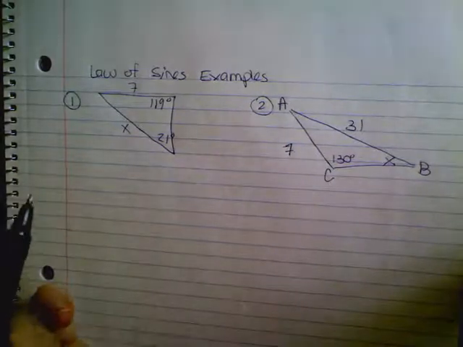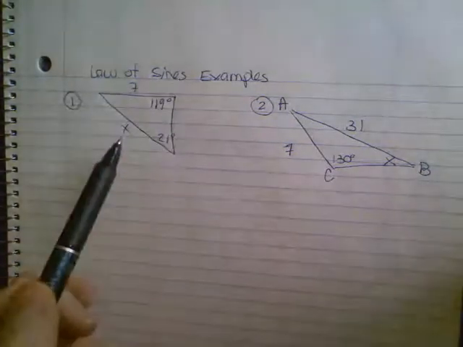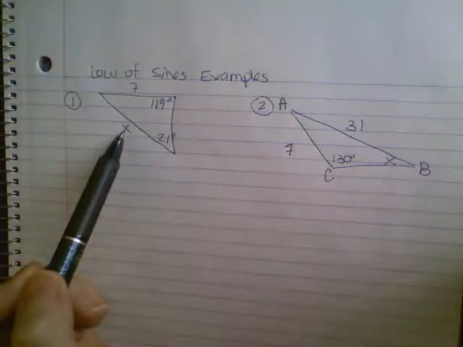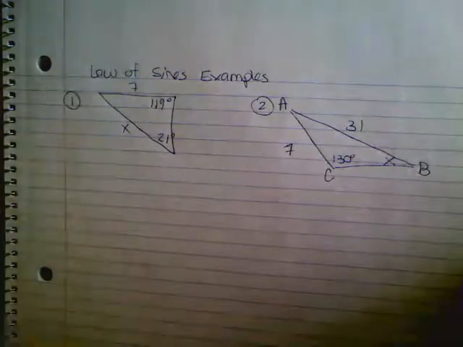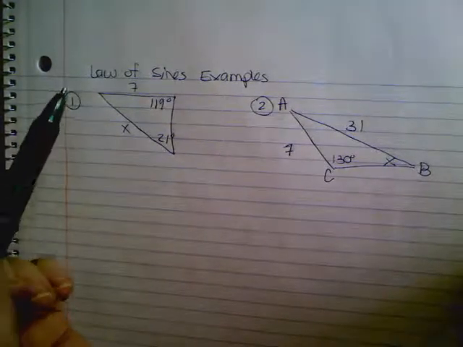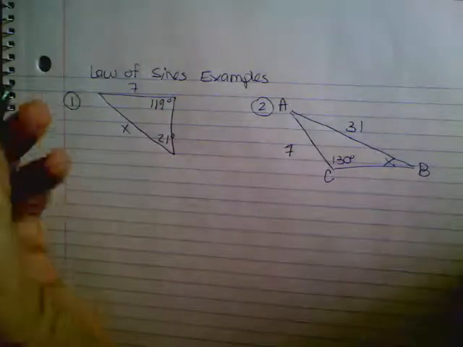We're going to do a couple of examples of law of sines. This first one is just asking us for a missing side. It hasn't labeled the triangle, so I'm going to go ahead and label it just so I have it. And before I get going, make sure you've written down both of those triangles so that you can follow along.